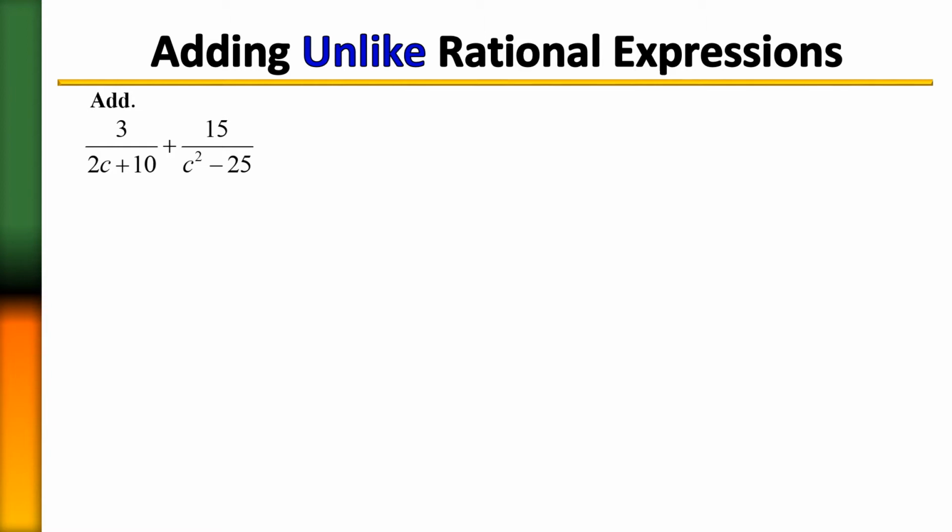So step one is to go ahead and factor everything out so that you can find out what your LCD is. Recall, LCD is all your different or unique factors and at most how many times each one of them appears. So 2c plus 10, we can factor the GCF out of 2 on that one, and what's left goes in parentheses. And in the second expression, you should see that that's a difference of squares, which is going to factor into c plus 5, c minus 5.